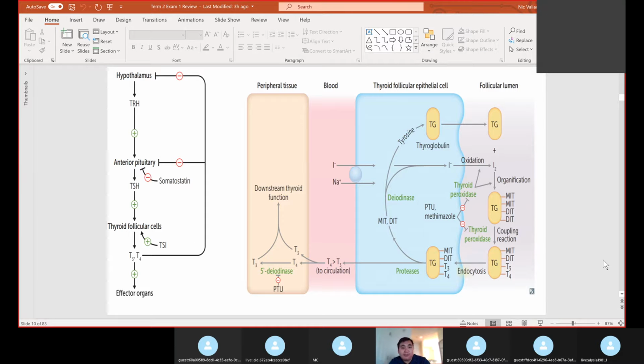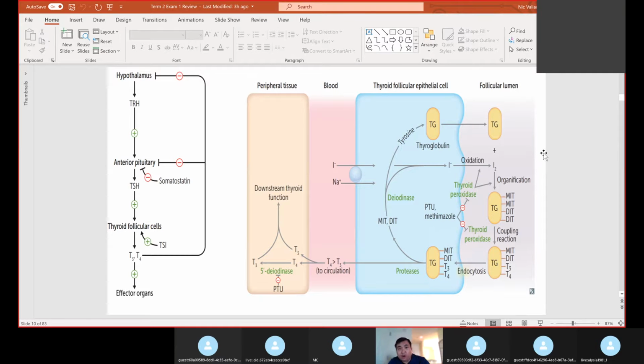This is a good example of what happens to iodine. So you have a deiodinase there. Don't forget, thyroid peroxidase is important. What's the function of thyroid peroxidase, based on this image? Oxidation, organification, and coupling reaction. Those are the three things for your thyroid peroxidase.